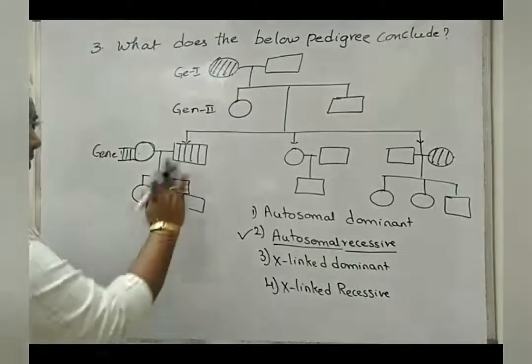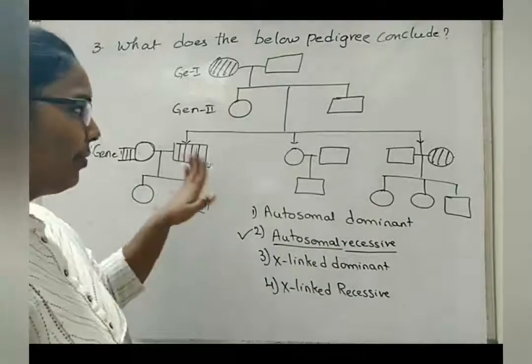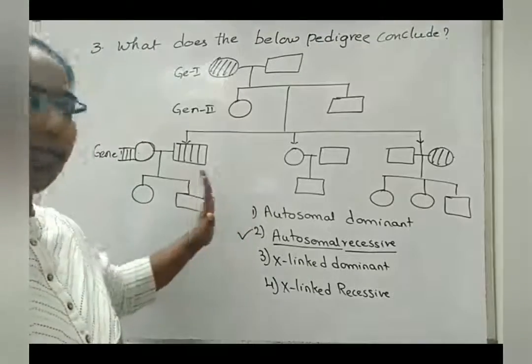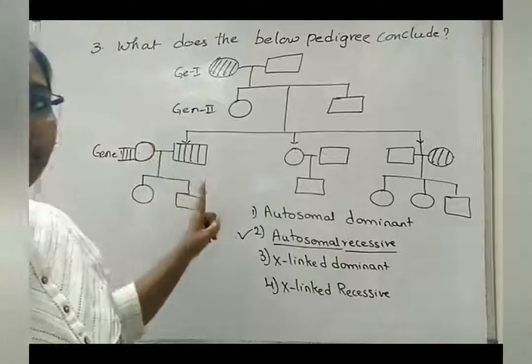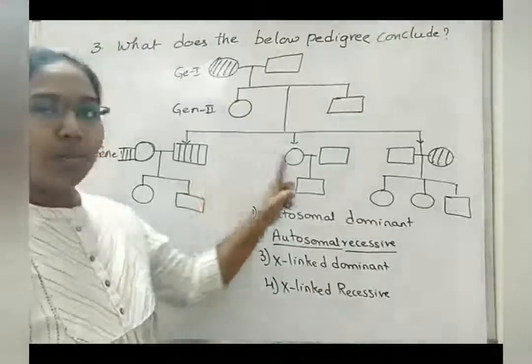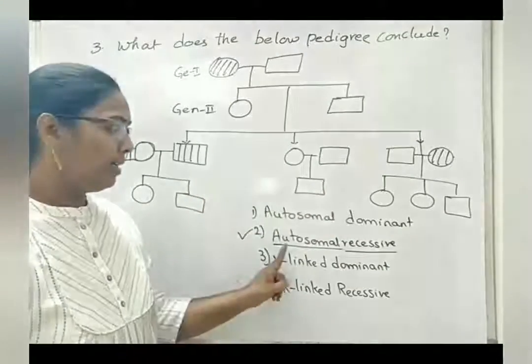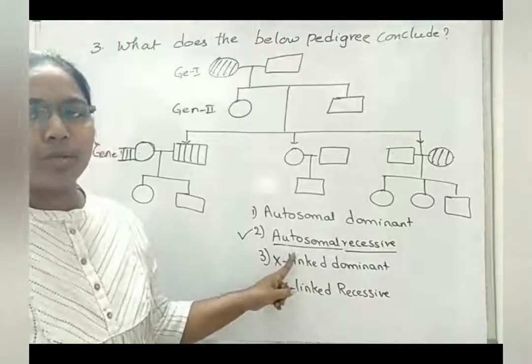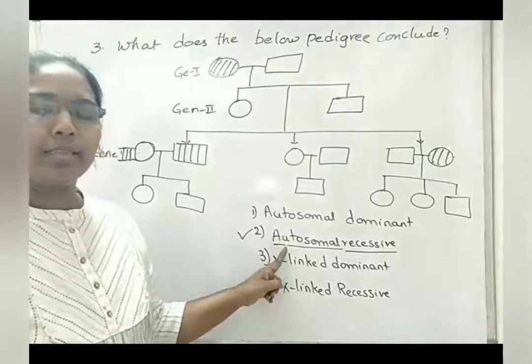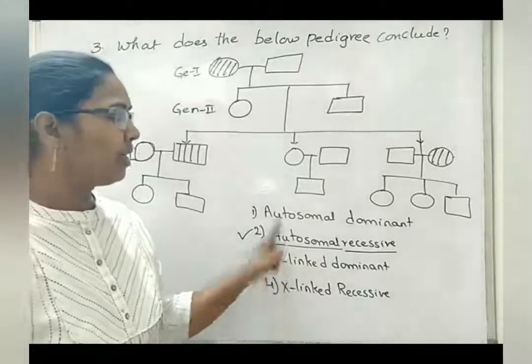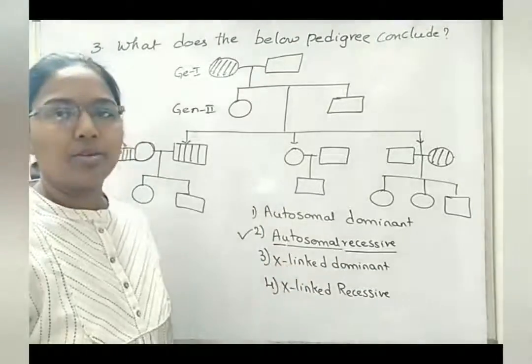Again I am repeating, if the chart is given like this, first of all see whether the disorder has skipped or not. Yes, according to this chart it is skipped, so recessive. And if in any one generation both male and female are affected, it means it will be an autosomal type of disorder, meaning the autosomal chromosomes are responsible for that disorder. So it is an autosomal recessive disorder according to the chart.